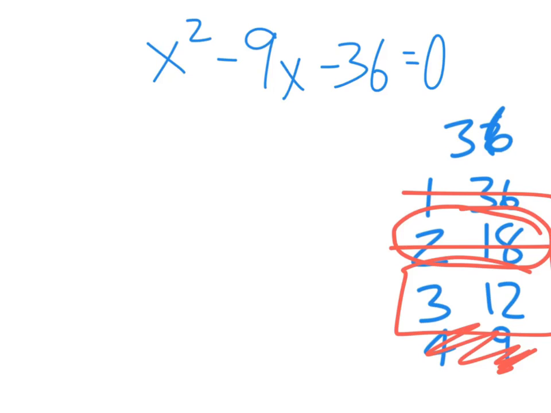So let's think about this. If this has got to be a negative number, right, and we're multiplying, it's got to be a positive and negative. And this is a negative number, this is a negative 9.